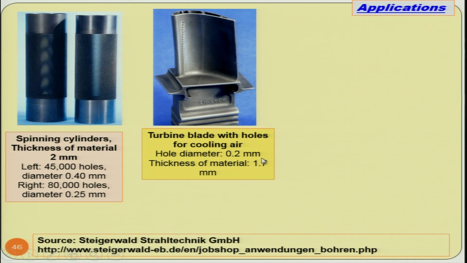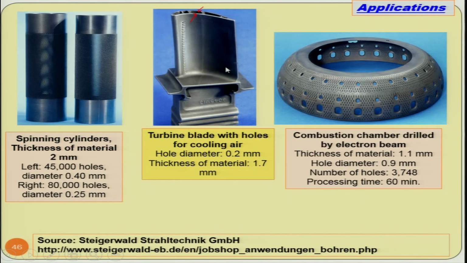Hole diameter is 200 micron, that is 0.2 millimeter, and thickness of the material is 1.7 millimeter, that is the thickness of this particular sheet through which they are going to drill the hole. You can clearly see this thickness, not the blade thickness, but the material with which this blade has been made, 1.7 millimeter. You can see thousands of such holes; these are just to show you, but there are thousands of such holes, and they may be straight or they may be inclined holes also, as we saw in the earlier slide.